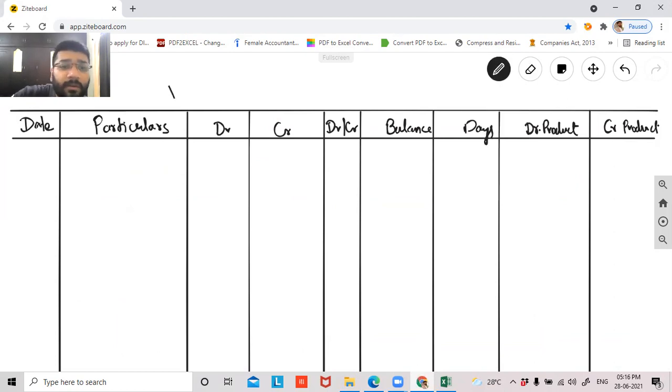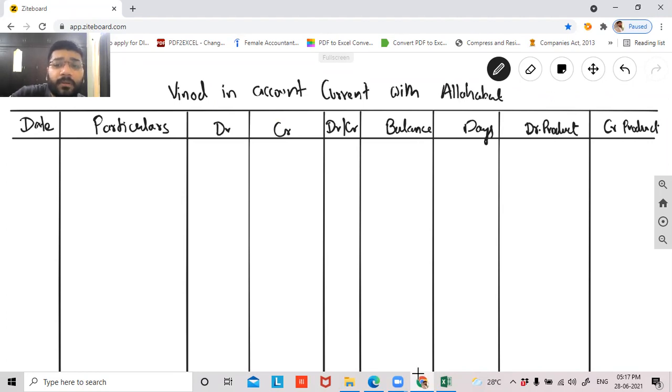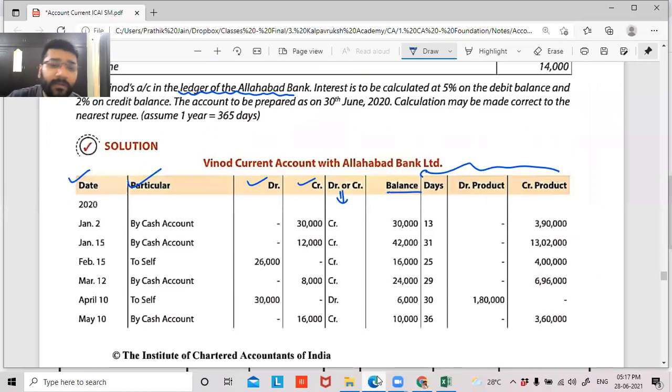The heading will be Vinod in account current with Allahabad Bank Limited. Then guys, now let's look at the first transaction.